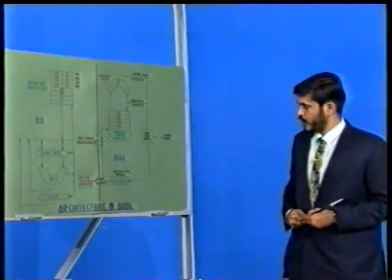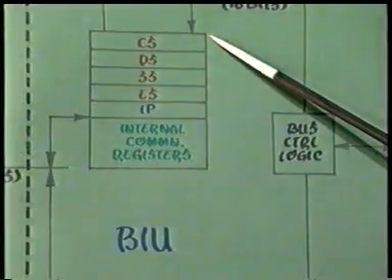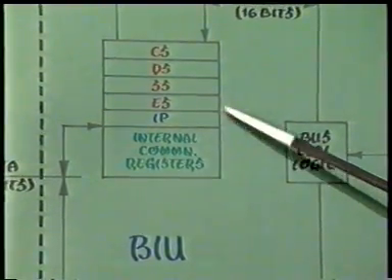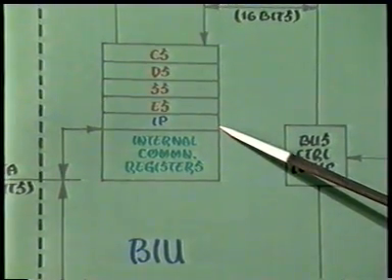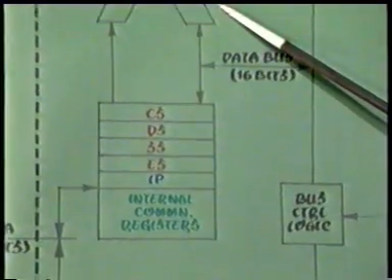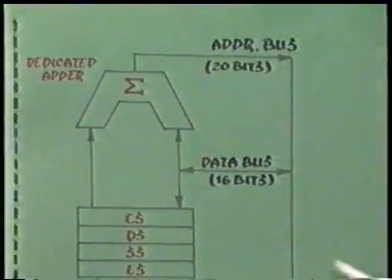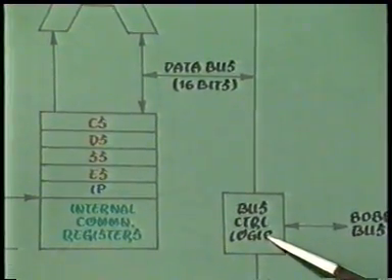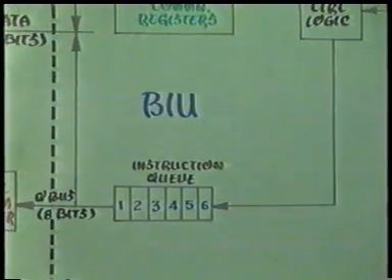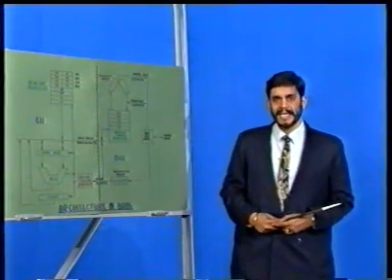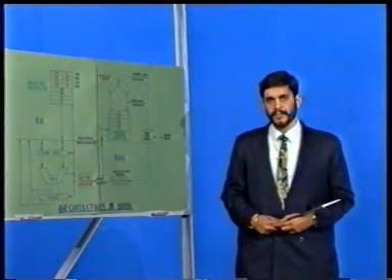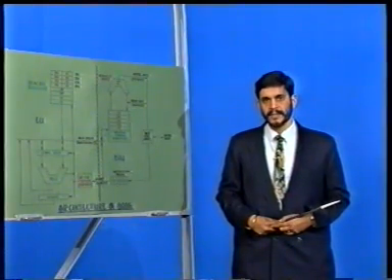The main constituents of the BIU are the 4 segment registers CS, DS, SS, and ES, the instruction pointer register IP, the internal communication registers, a dedicated adder, bus control logic, and a 6-byte instruction queue. The 1 megabyte memory in 8086 is organized as segments of up to 64 kilobytes each. There are 4 types of segments.